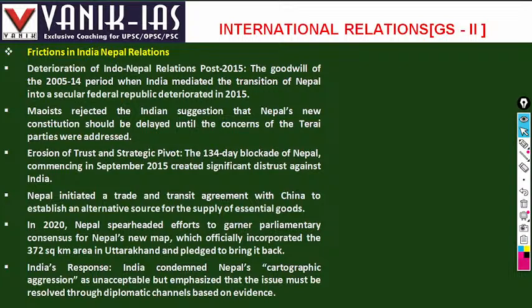Friction in Indo-Nepal relations: deterioration of Indo-Nepal relations post 2015. The goodwill of the 2014 period, when India mediated the transition of Nepal into a secular federal republic, deteriorated in 2015, because Nepal was a very close friend country of India in the initial period, and we have close historical, cultural, economic, and political links. The Indian National Congress and Nepali Congress are very close to each other, and even in our Jagannath culture, Nepal has a very significant role. The Kasturi is used in Jagannath temple idols.